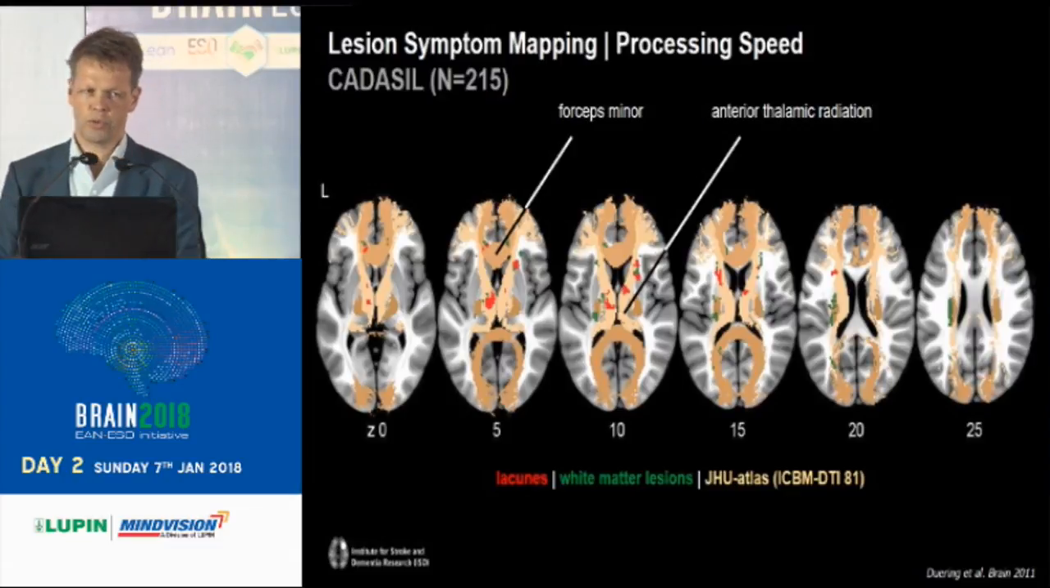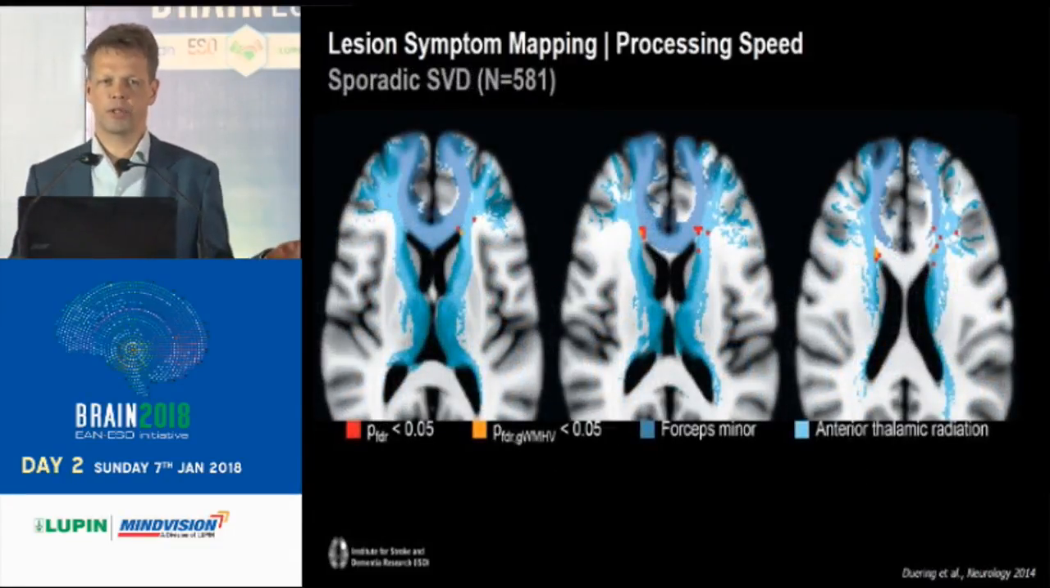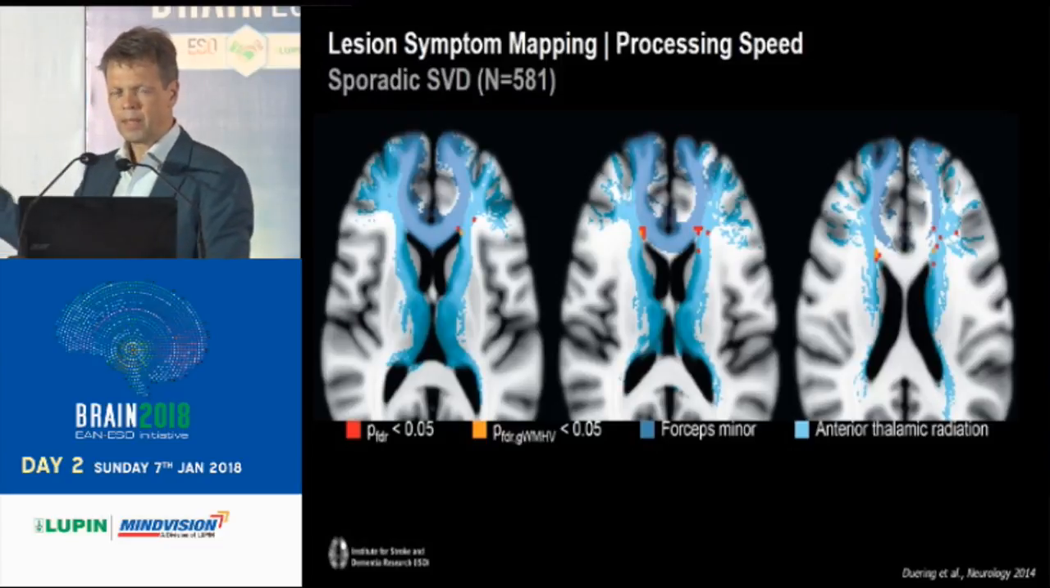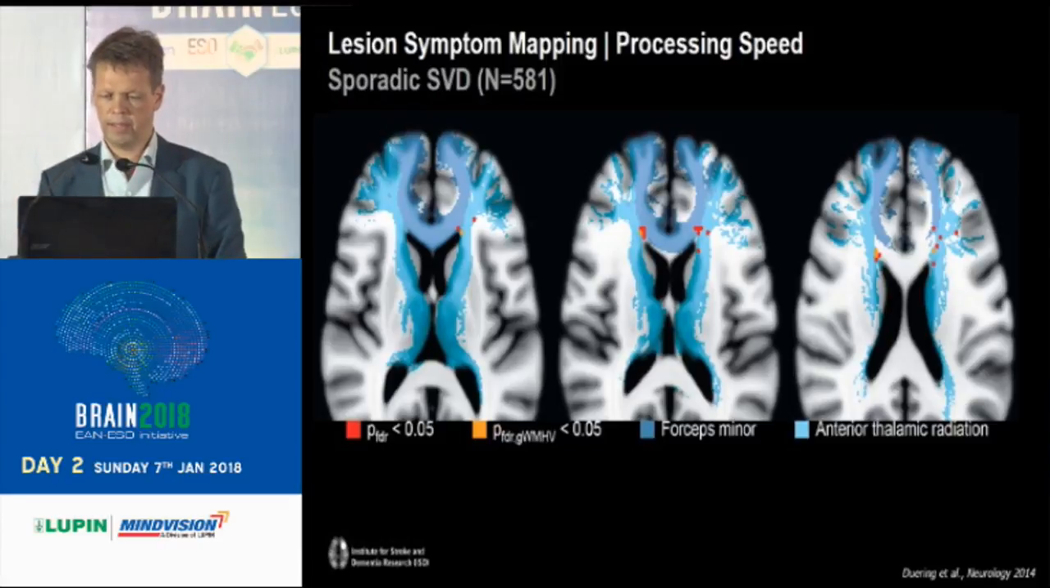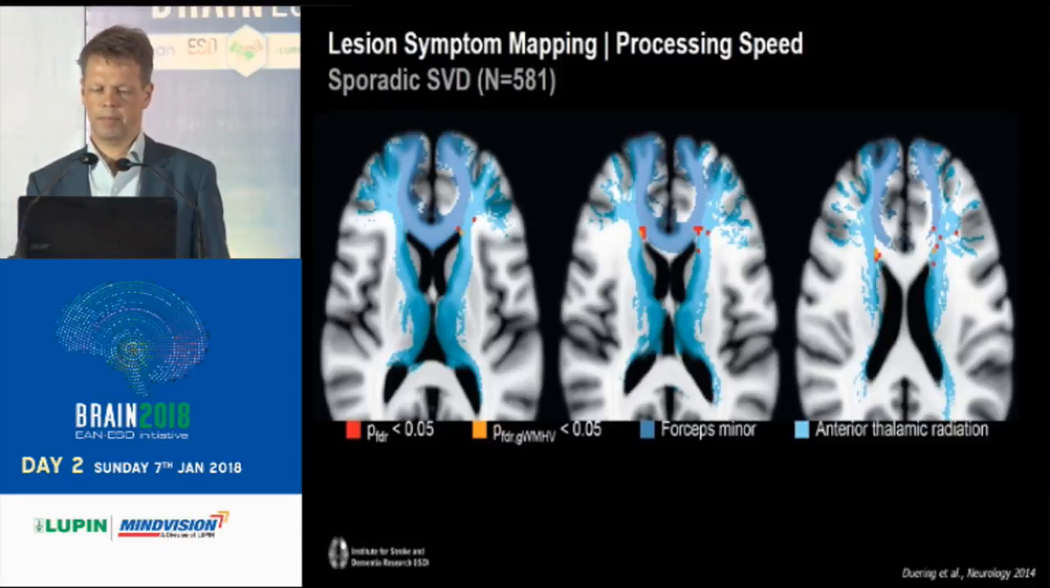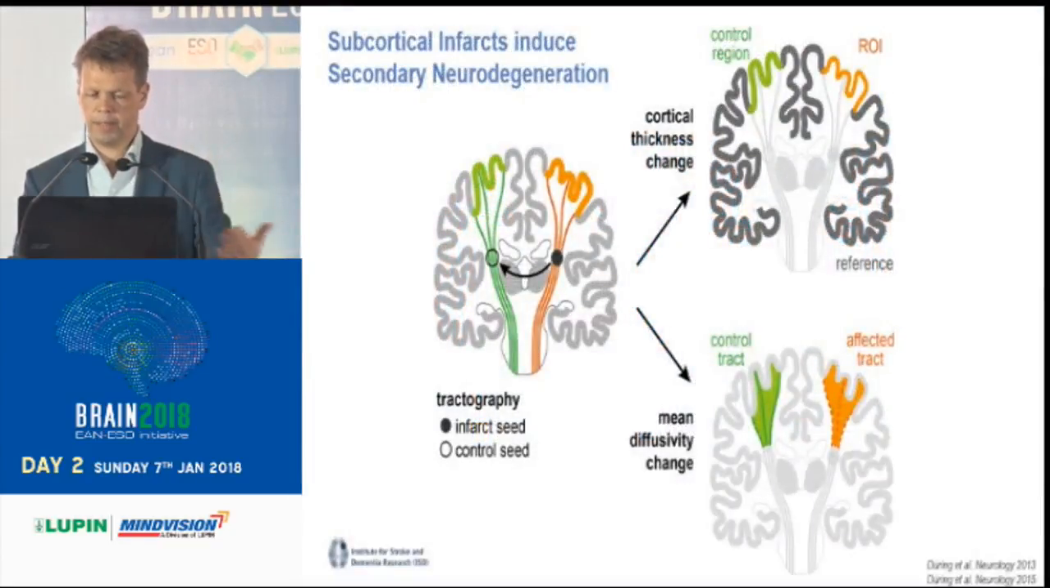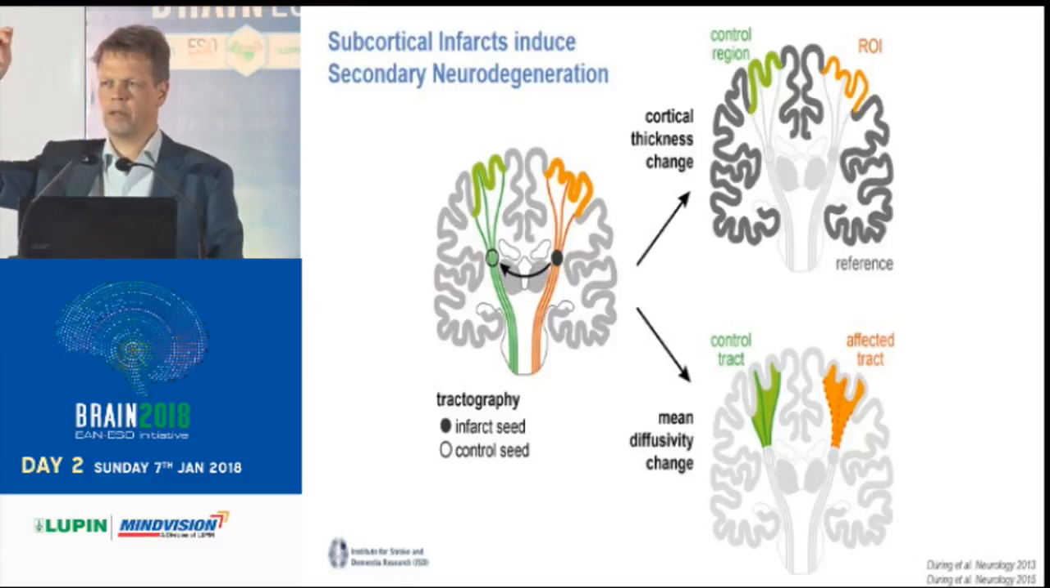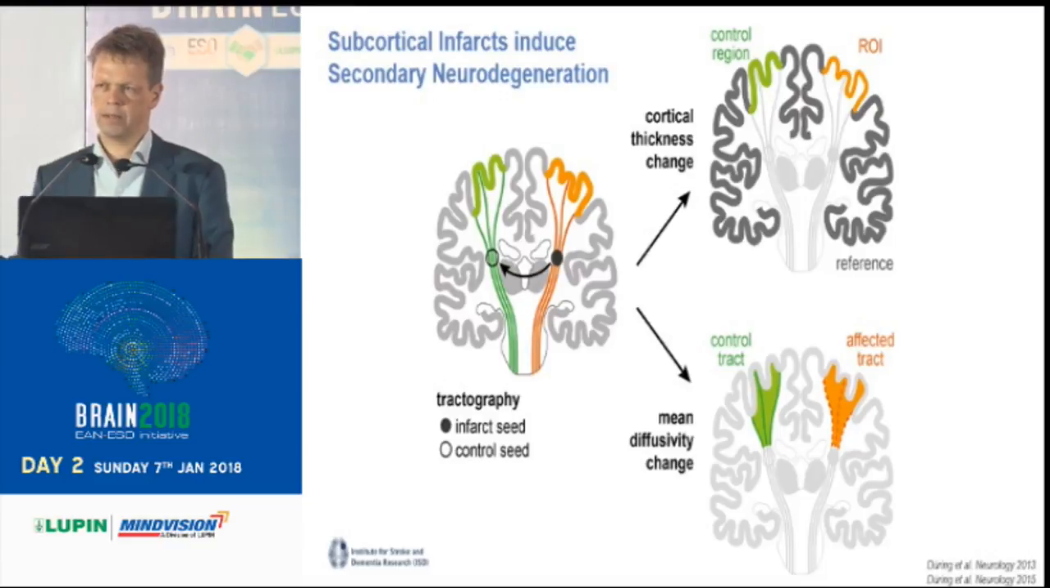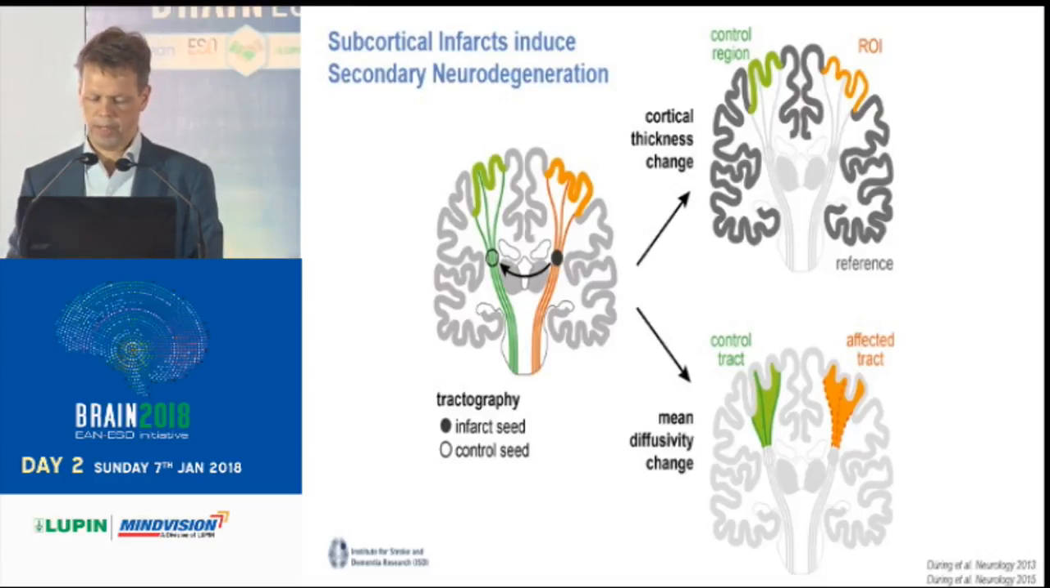And the same was true when we tested sporadic individuals from the Austrian Stroke Prevention Study. These were 581 individuals. And what you see again is that the forceps minor and the anterior thalamic radiation show up as being strategically particularly important for cognitive impairment. It's shown here on this slide again in magnification. And again, to recapitulate, we've also shown that there is a focal degeneration of connecting fiber tracts and of the connected cortex, so secondary neurodegeneration, and this is also relevant for cognitive decline.